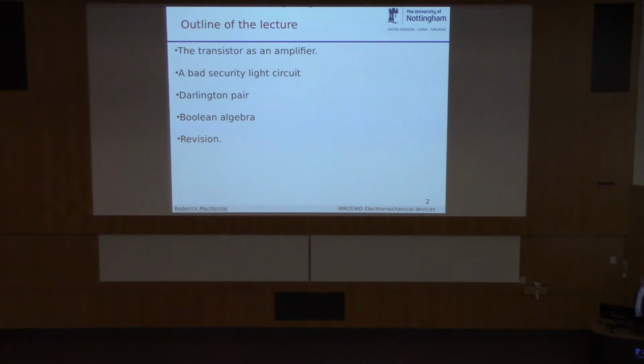So here's an overview of today's lecture. Firstly, I'll talk to you about the transistor as an amplifier. Before that we did transistors as switches, which are sort of on, off. But this time we'll look at them as an amplifier. Then we'll look at some simple circuits, a security light circuit and a Darlington pair, and then we'll move on to Boolean algebra.